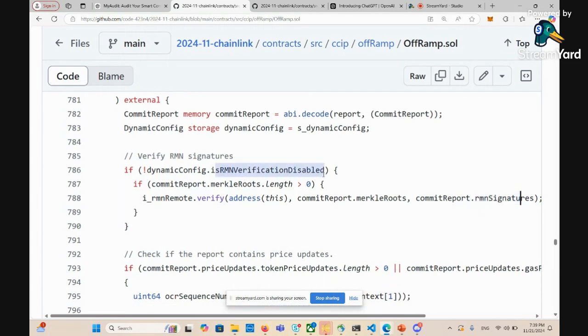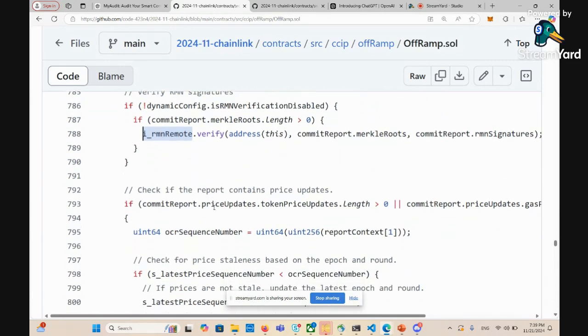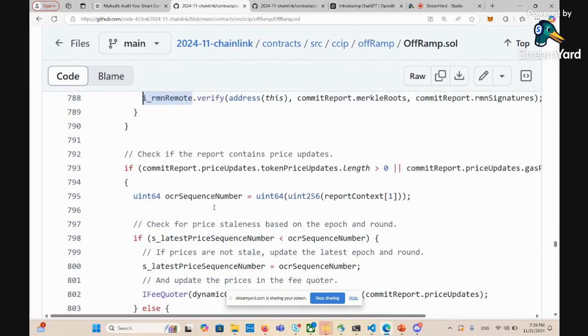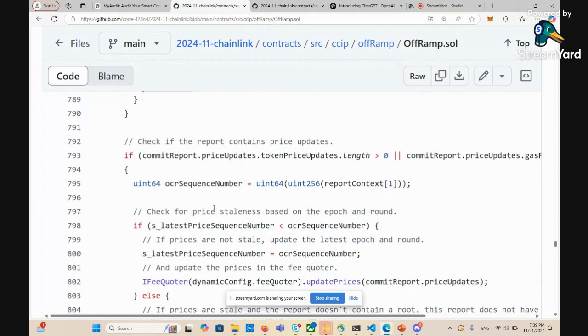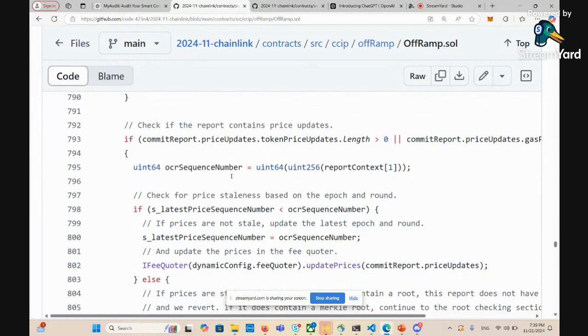If the RMN is enabled, right here we are calling the RMN remote. We talked about that contract last time, so you can go back there and take a look. Now, that is the first step. The second step is we're going to see if we can update the price.